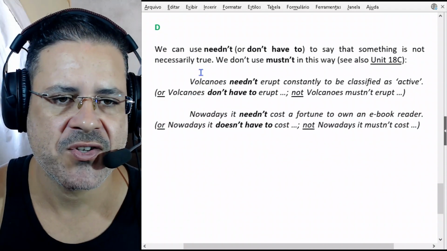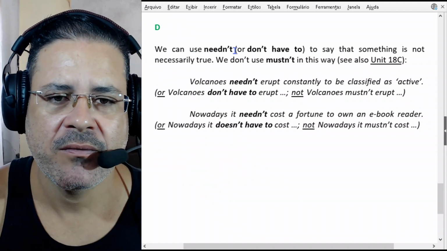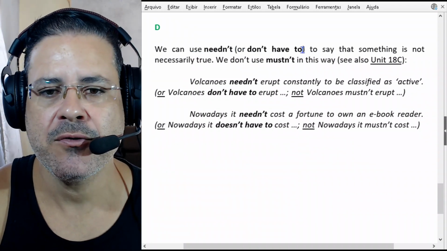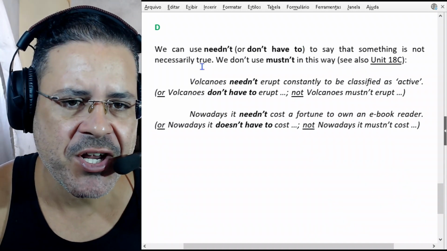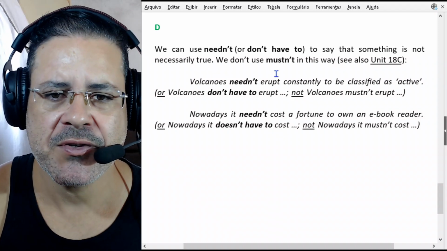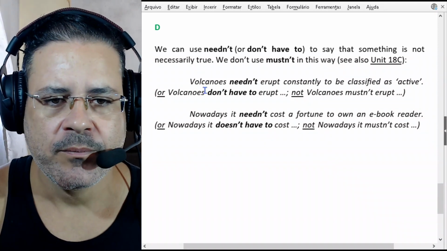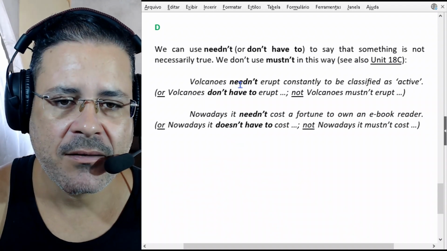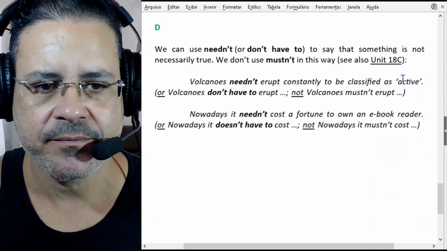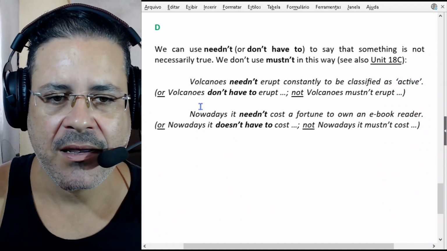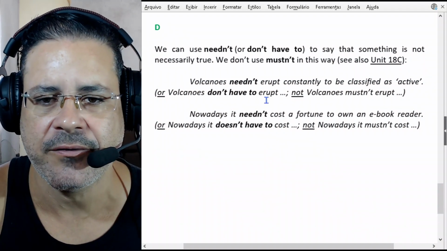Okay, moving on to section D. We can use needn't, modal, or don't have to, ordinary expression, to say that something is not necessarily true. We don't use mustn't in this way. For example, volcanoes needn't erupt constantly to be classified as active. Or volcanoes don't have to erupt constantly to be classified as active.